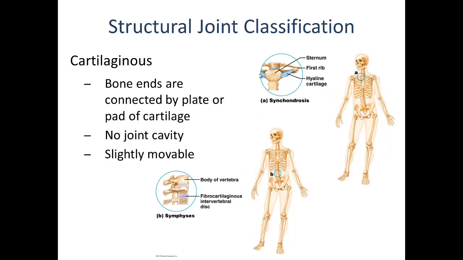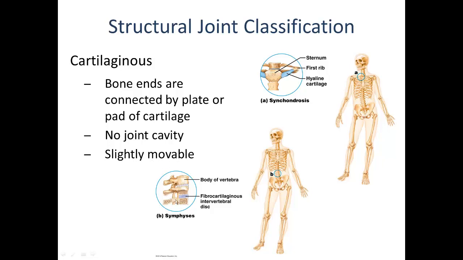Cartilaginous joints are where bone ends are connected by either a plate or a pad of cartilage. So there's no joint cavity like we'll see in the next joint classification, but since the bones are connected via cartilage, we have some motion. So these joints are slightly movable.